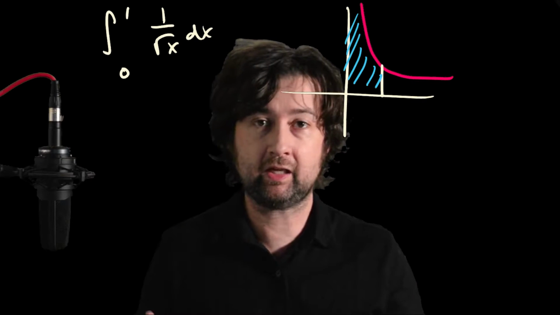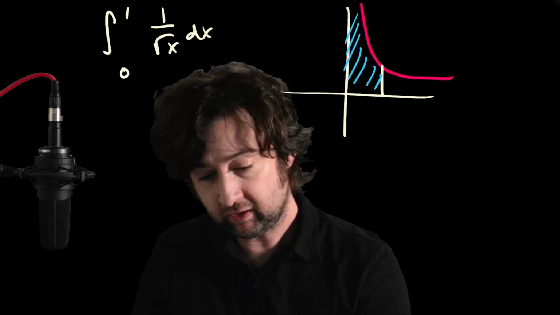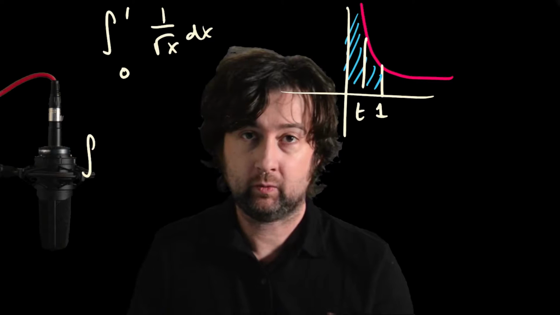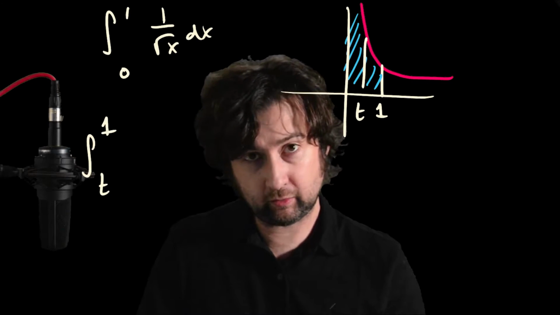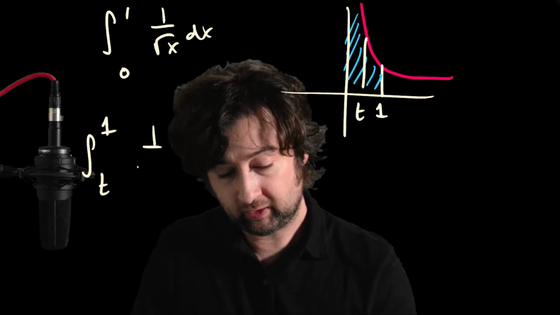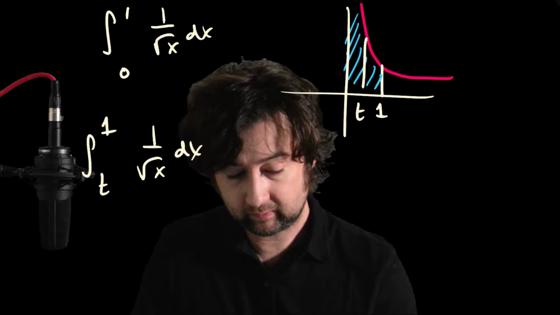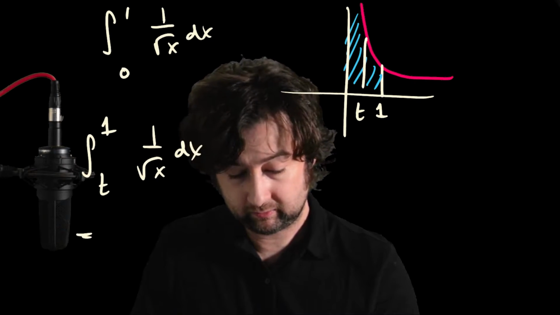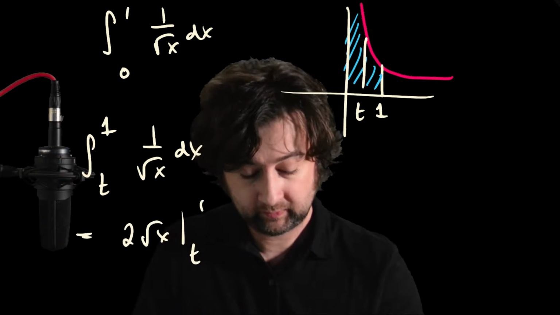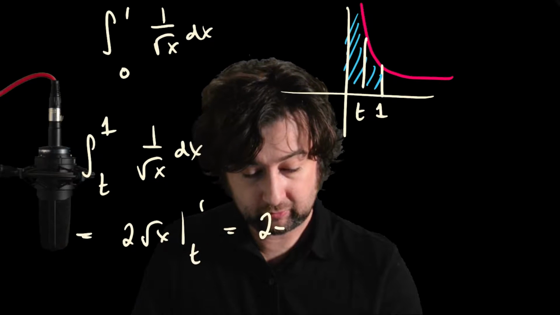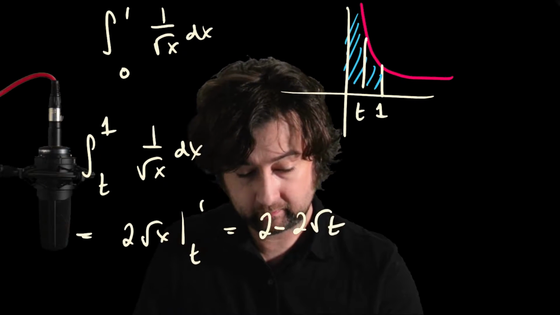And we're going to use the same exact approach. We're going to pick a value of t. We're going to notice that for any t that I choose, the integral from t to 1 of 1 over the square root of x dx is equal to 2 root x evaluated from t to 1, and that turns out to be equal to 2 minus 2 root t.